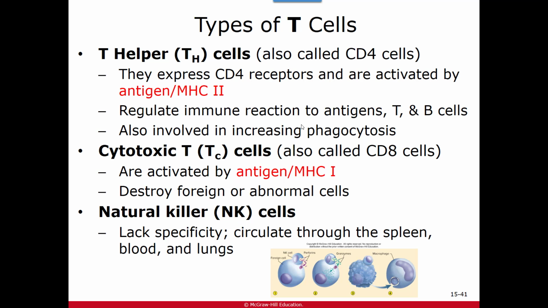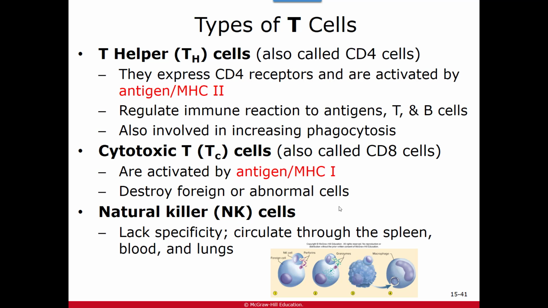But T helper cells also kind of keep some of your cytotoxic cells in check. Cytotoxic cells and even some of our natural killer cells down here, they're really good at what they do. They like to kill, sometimes too well, that sometimes they start to kill normal body cells. So T helper cells can kind of keep them in check a little bit.